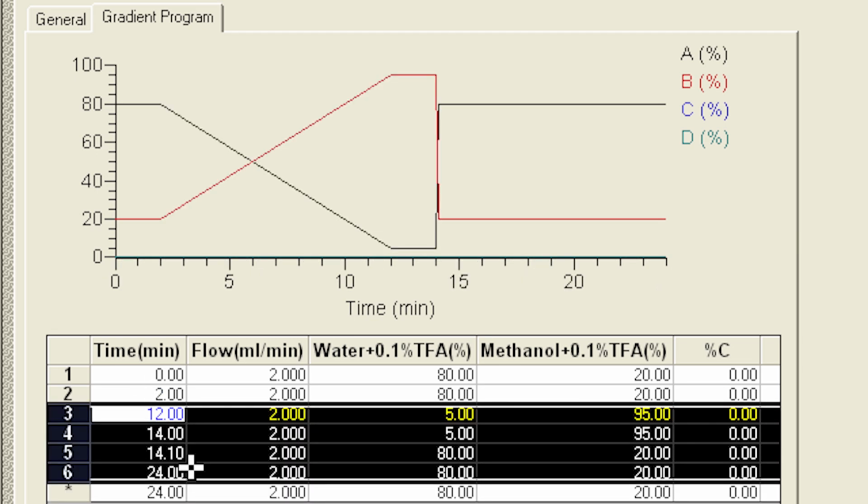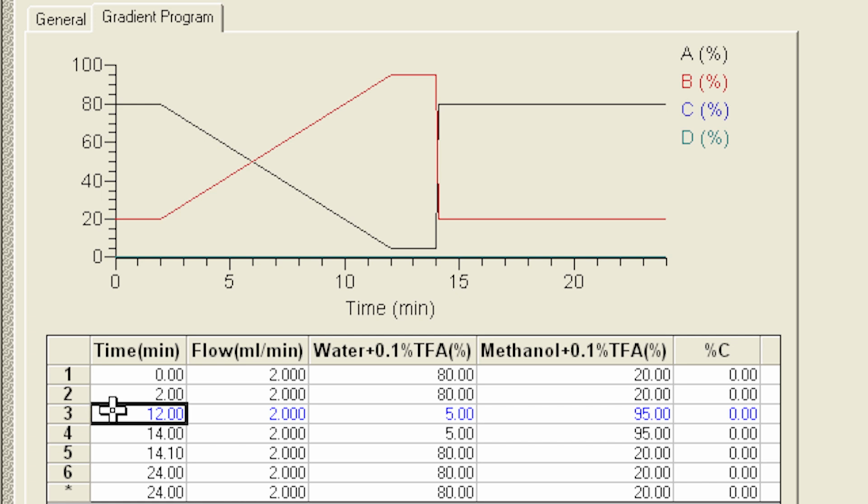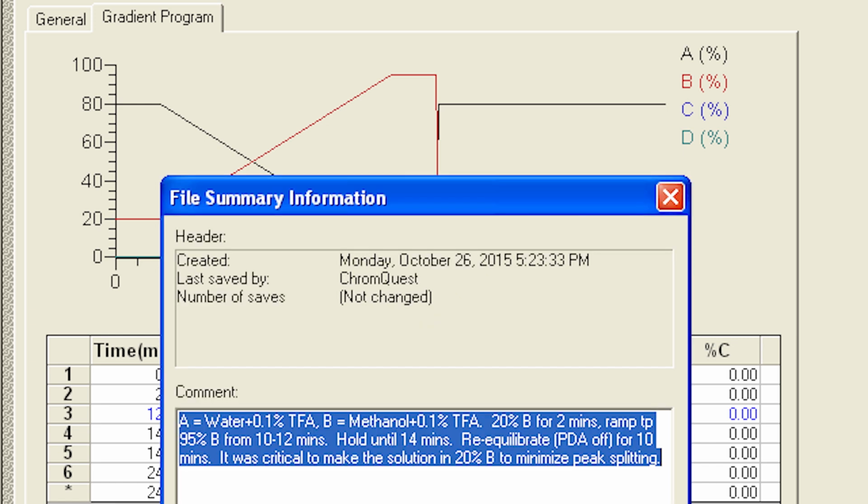We're using methanol as our percent B, and that's what you want to start off with, a low percent B. We're at 20%. And what we're saying is from 0 to 2 minutes, hold at this 20%, and then gradually over the course of the next 10 minutes, ramp up to 95% B, and then you can see that big long re-equilibration step we have at the end.